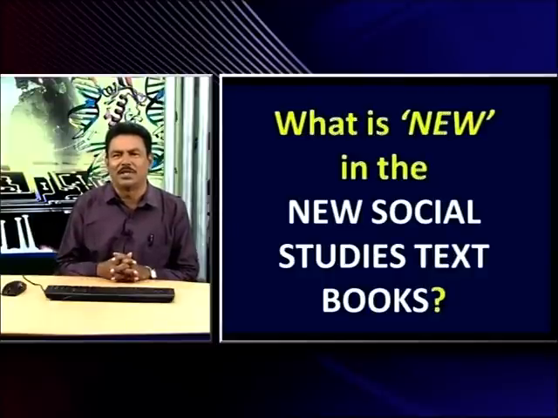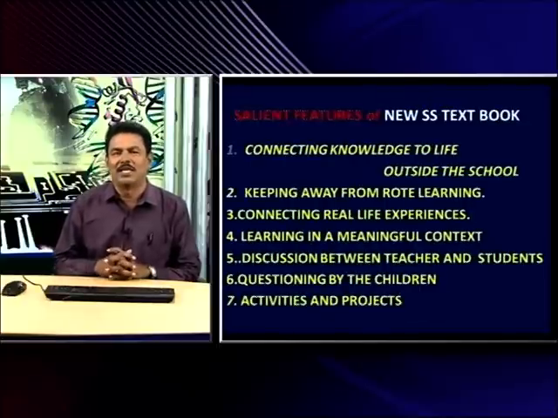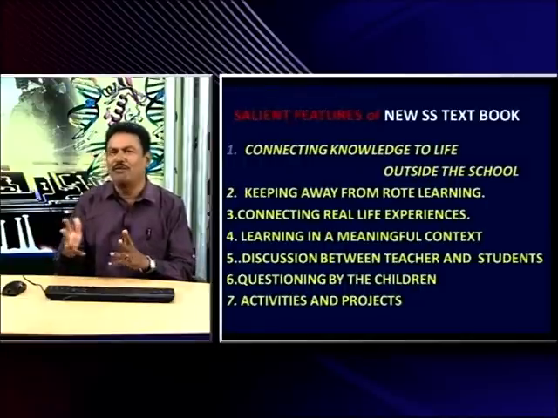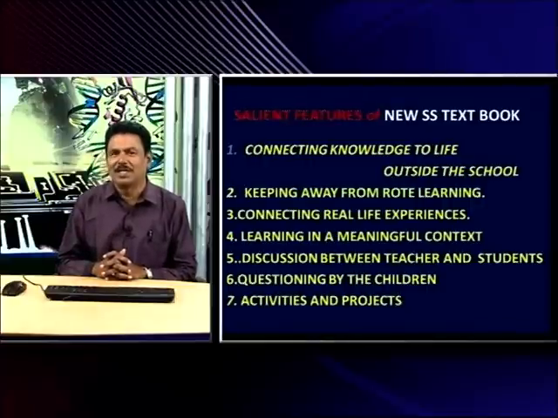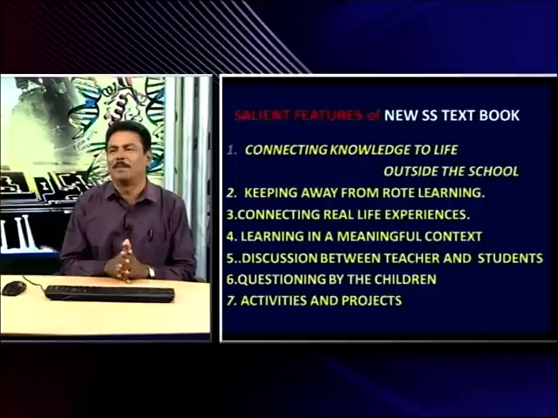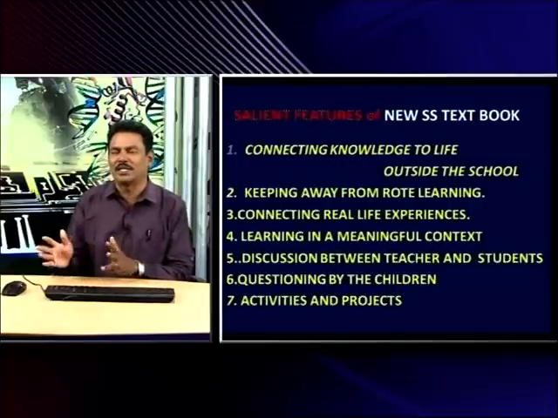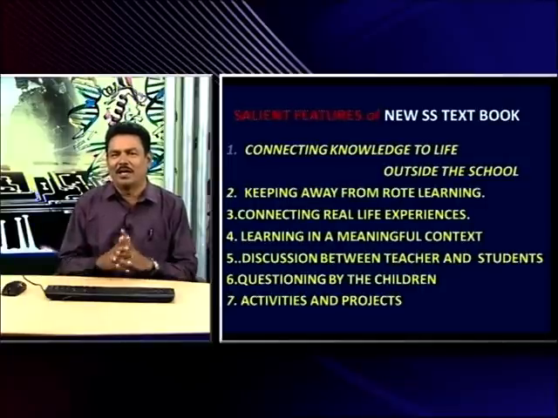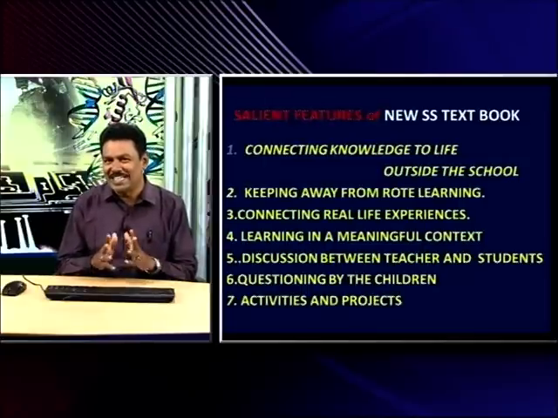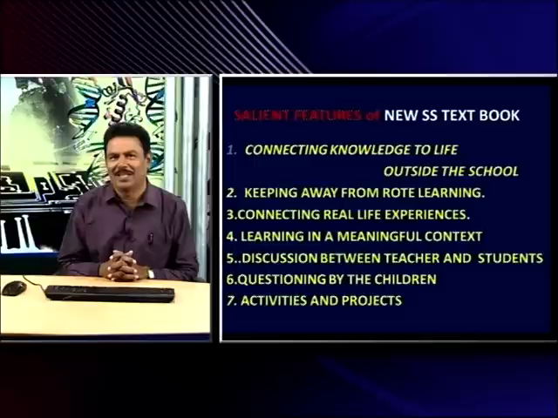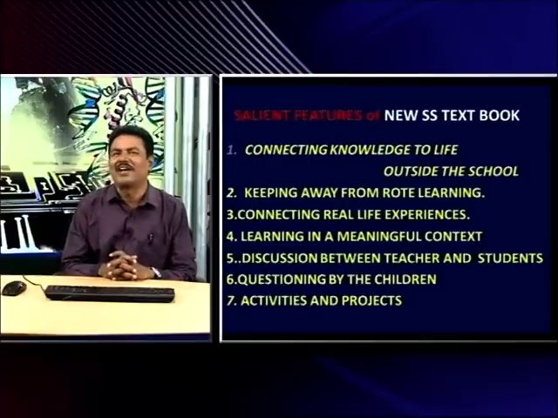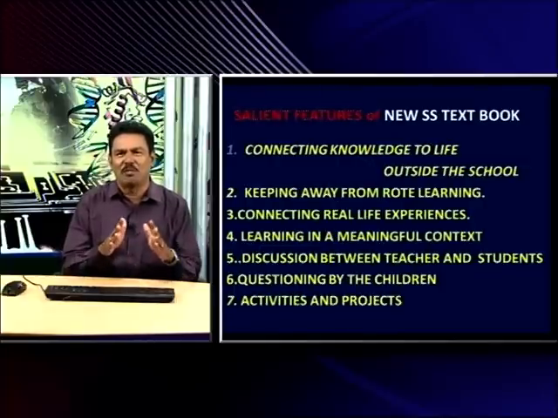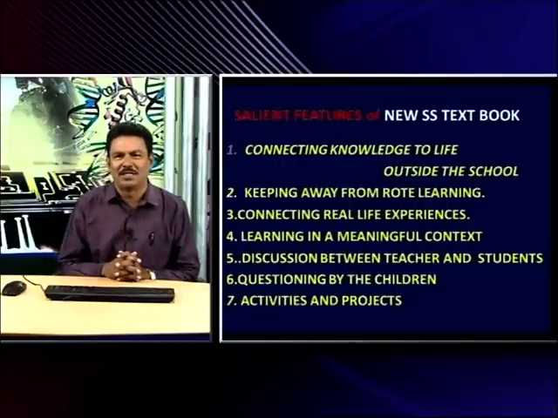and it has many salient features that every student should have for his future society. What are the salient features of the new textbook? Here they are. The first one, connecting knowledge to life outside the school, which means the school should prepare him to be a successful citizen in the society outside the school. And the second one, keeping away from rote memory, meaning discouraging rote methods. The third one is connecting real life experiences. That means the present textbook, lessons, or syllabus are mostly for his immediate needs as a citizen.